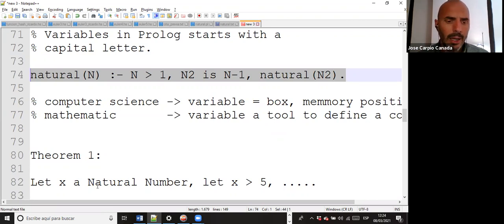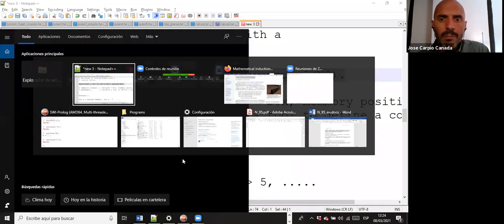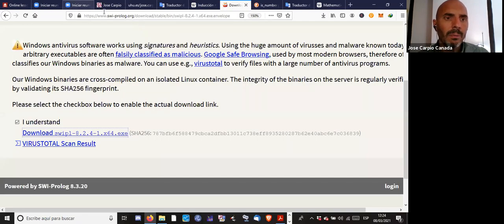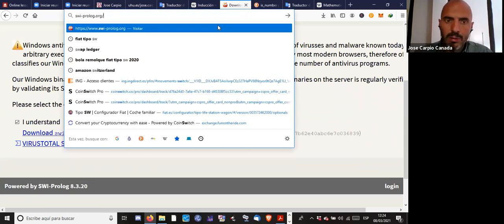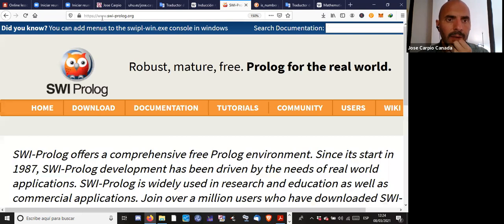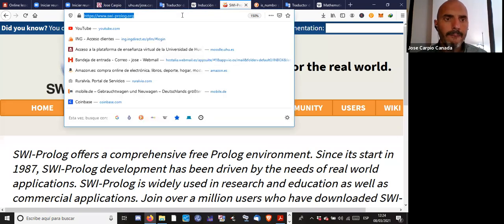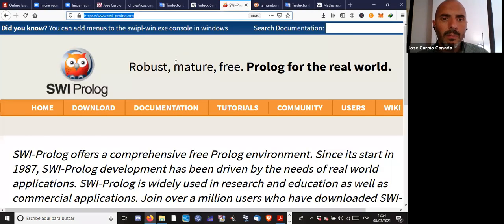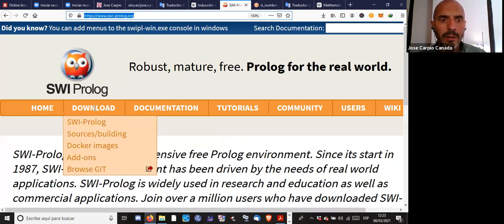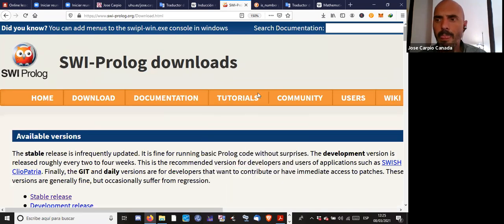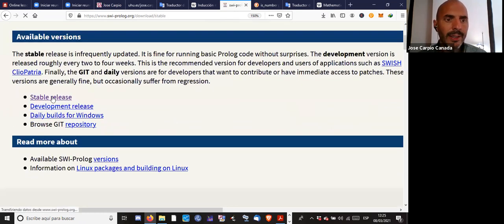And what do you need? You need this programming language. You need to obtain SWI Prolog. You can find it here, this is the website, SWI Prolog. Here in download, you can get this program and install. It's very easy. You have to visit this link, a stable release.